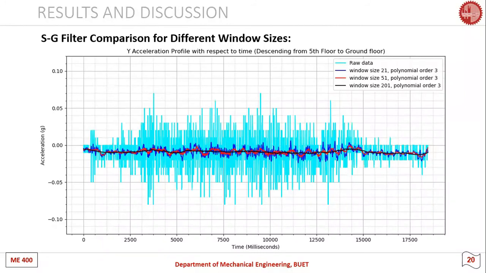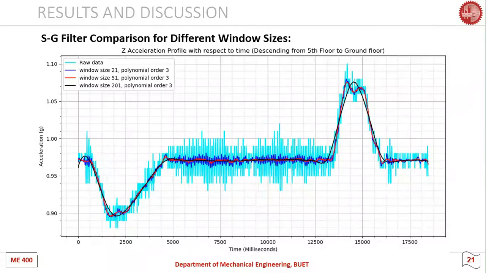In the y direction, we can see that similarly the blue line, which is window size of 21, is still too noisy, and the window size of 201 ignores the small peaks of the graph. Therefore, we will be taking window size of 51. Here it is notable that the filter is used for polynomial order of 3.